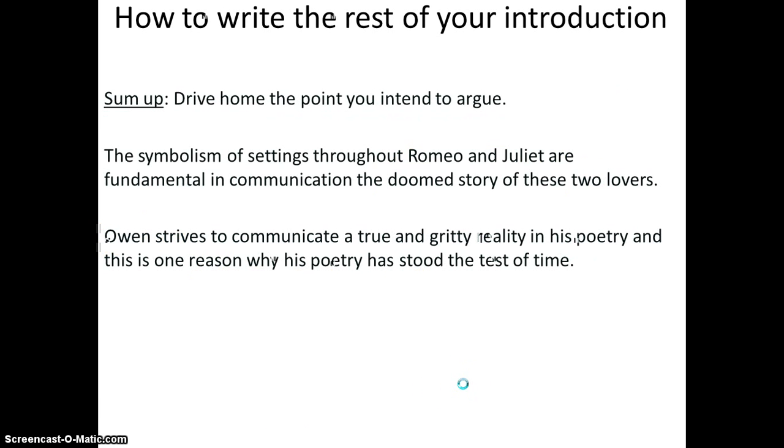Finally, sum it up. Drive home the point you intend to argue. The symbolism of settings throughout Romeo and Juliet are fundamental in communicating the doomed story of these two lovers. So I'm really hitting home the argument, telling you what I'm going to talk about in this essay. And for Wilfred Owen, Owen strives to communicate a true and gritty reality in his poetry, and this is one reason why his poetry has stood the test of time. So here where I say true and gritty reality, I'm talking about the setting, and here I'm telling you how valuable his poetry is. His poetry has stood the test of time. His poetry is 100 years old, and yet it is still very much valued today in Western society.